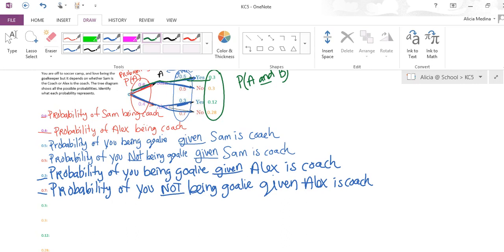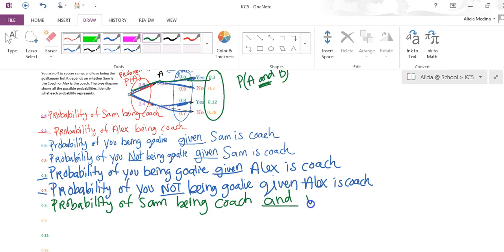So again, that's where you see that word and. So that's why you need to use that word and. All right. So this is going to be the probability of Sam being coach and you being goalie. So probability of Sam being coach and, so that's the important one, and you being goalie.